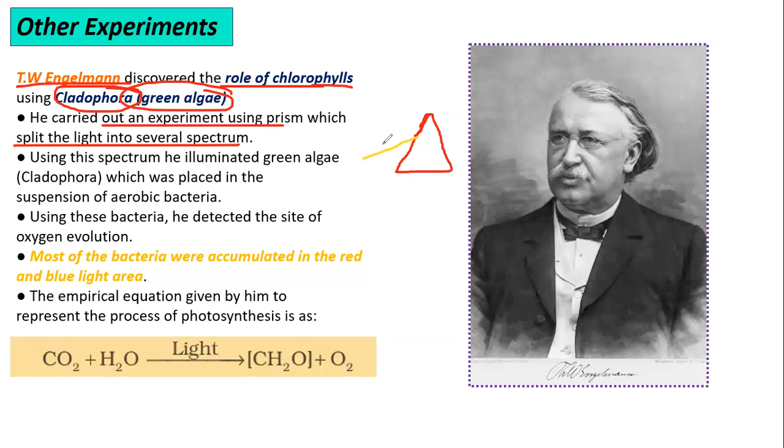So he passed white light through that, and finally it split up into 7 different components. And he got it on a screen. Okay, he got all the 7 colors on a screen. In this spectrum, he illuminated the green algae, Cladophora. In this particular screen, he illuminated a green algae which was placed in a suspension of aerobic bacteria. What is aerobic bacteria? It requires oxygen, right? Yes. And using this bacteria, he detected where oxygen is produced.